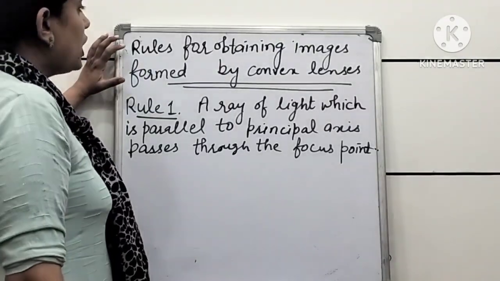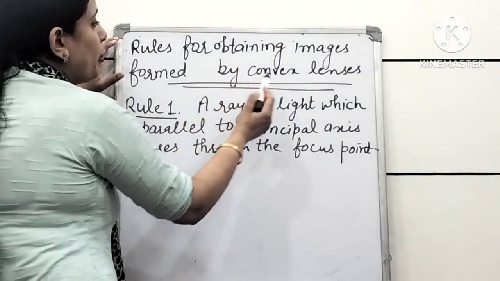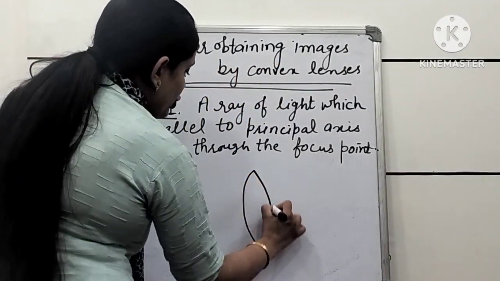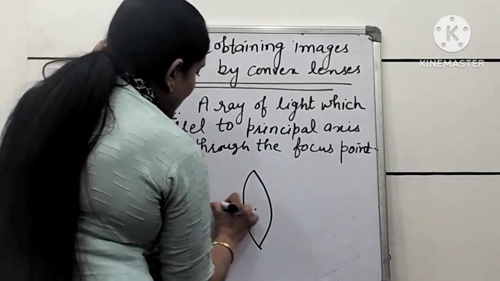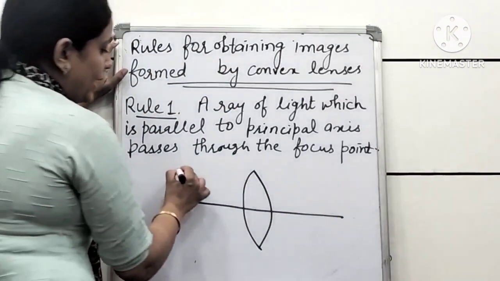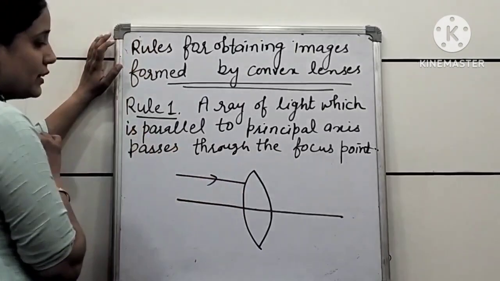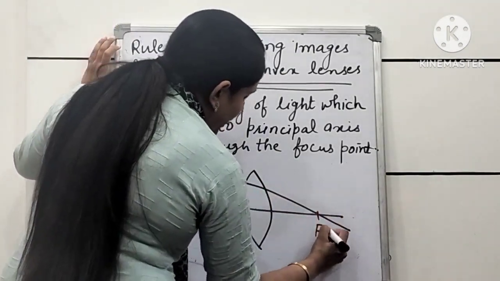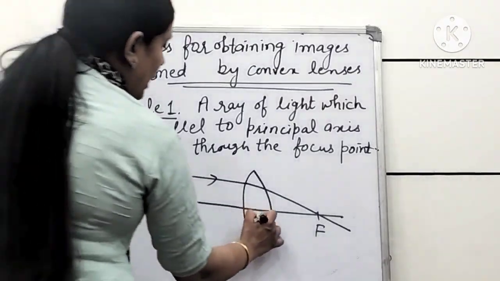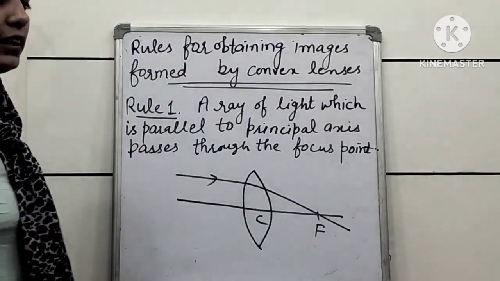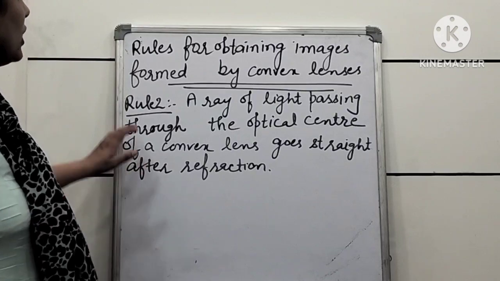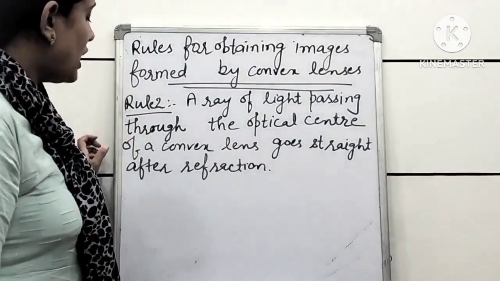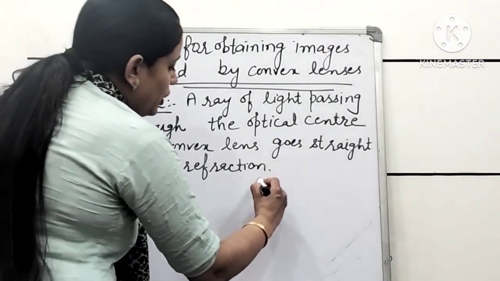Now, what are the rules for obtaining the images formed by the convex lens? The first rule is, when a ray of light parallel to the principal axis is refracted, it passes through the focus point. This is rule number 1. The second rule is, a ray of light passing through the optical center of a convex lens goes straight after refraction.